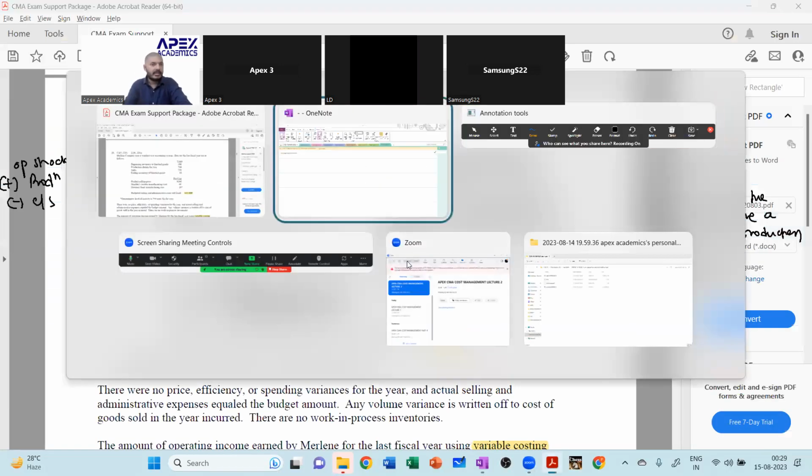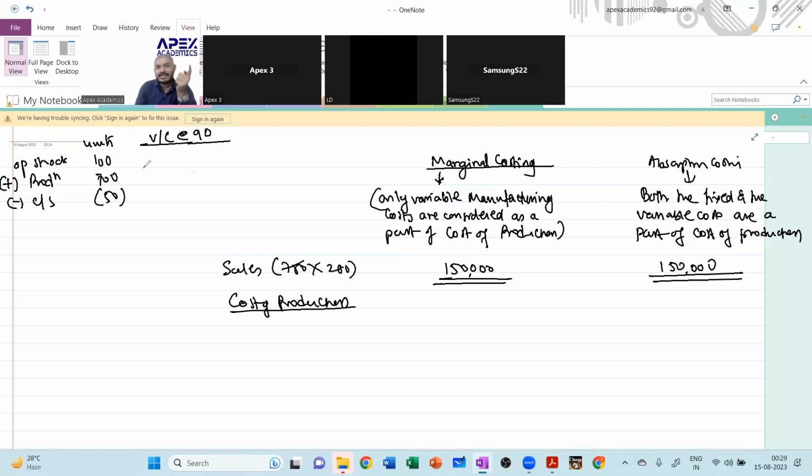100 multiplied by 90 plus 700 multiplied by 90. So 100 into 90 is how much? 9,000. 700 into 90 is 63,000. Correct? And less 50 into 90, which is how much? 4,500. Sir, why less? It is closing stock. So 63 plus 9 minus 4.5. What is the answer? 67,500.